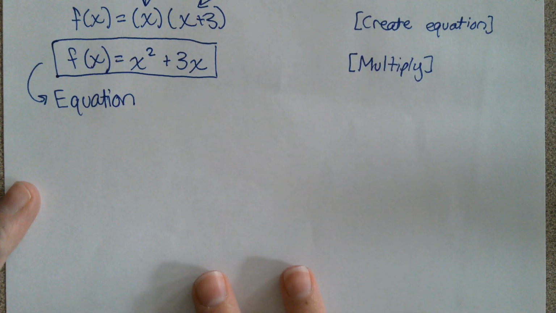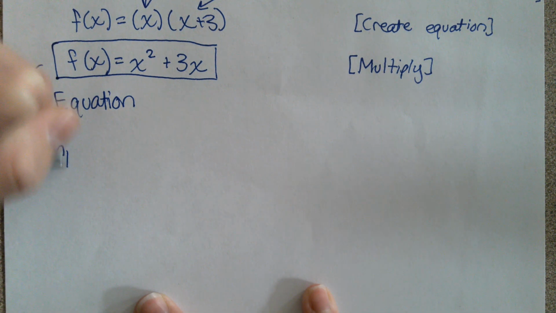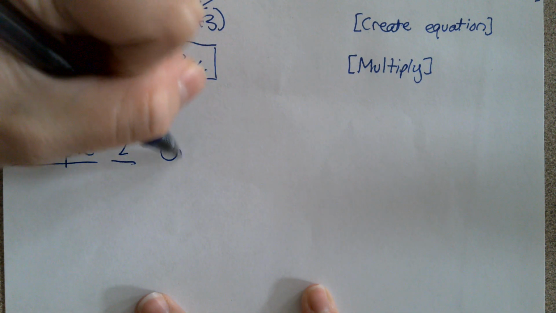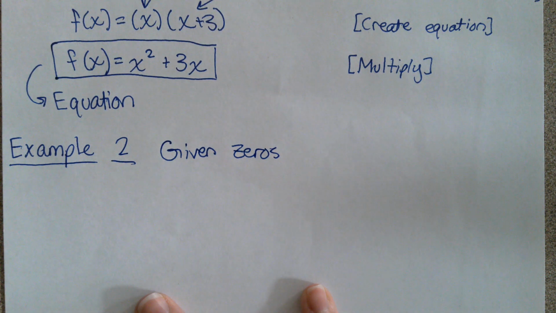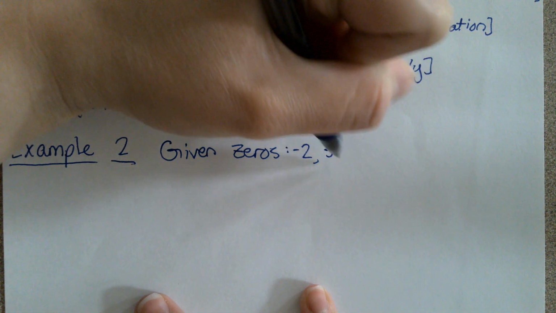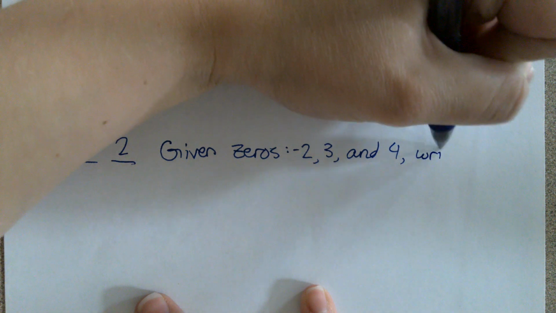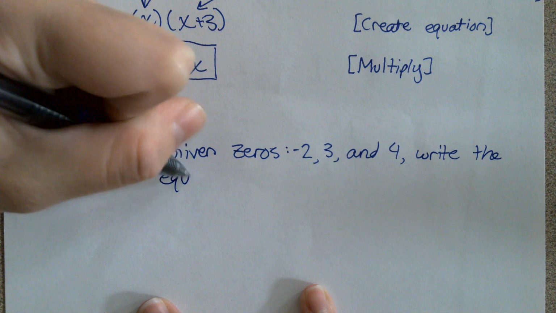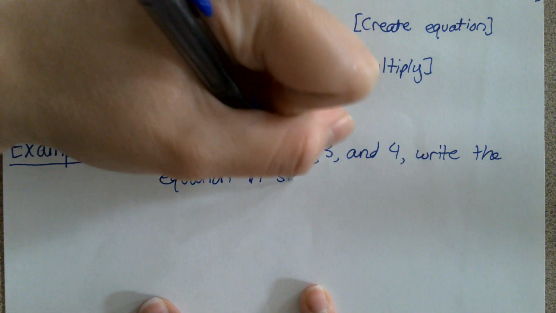One more example. This one is going to take a little bit more time just because there's more stuff to multiply. Given zeros, -2, 3, and 4. Write the equation in standard form.